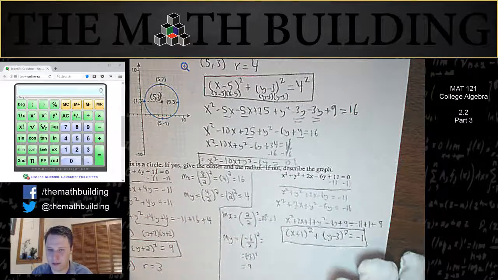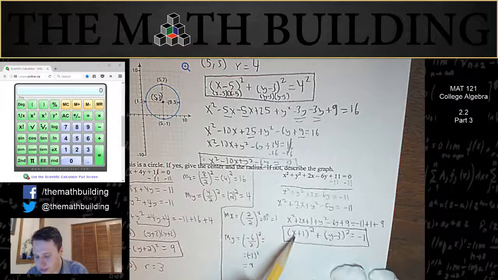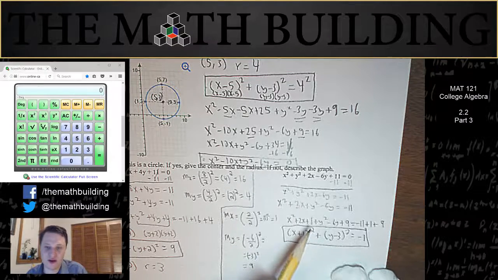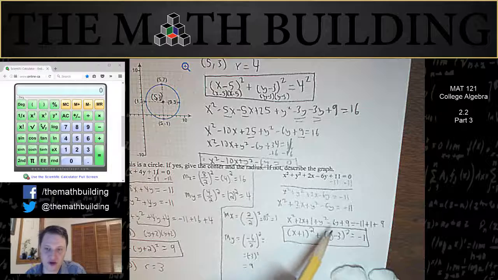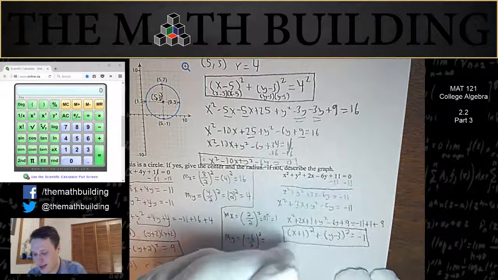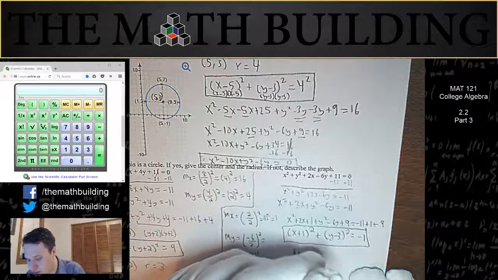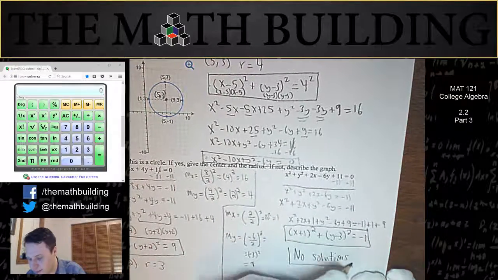But we have a problem. This is kind of a trick question because, do you see this amount right here? It's squared, right? So whatever comes out of this is going to be positive. This part is also squared, so this part's also going to be positive. So we have a positive plus a positive. Is that ever going to equal a negative number? No. And so in fact, there are no solutions, no real solutions anyway, to this graph right here.